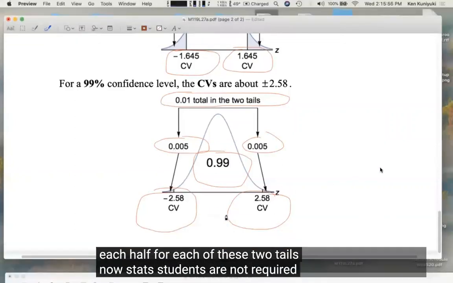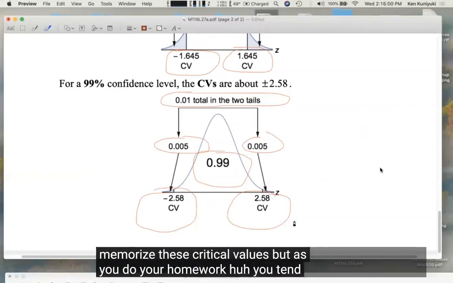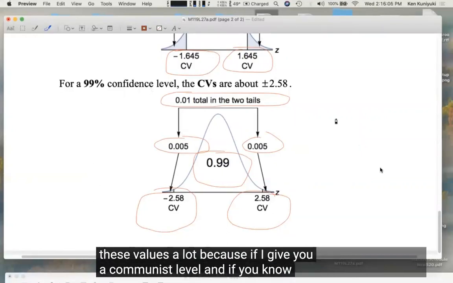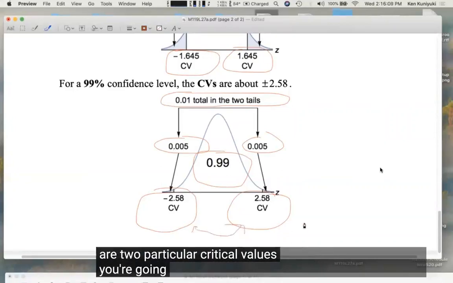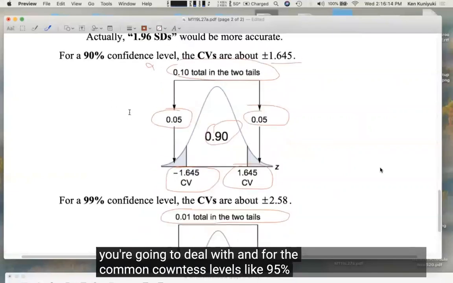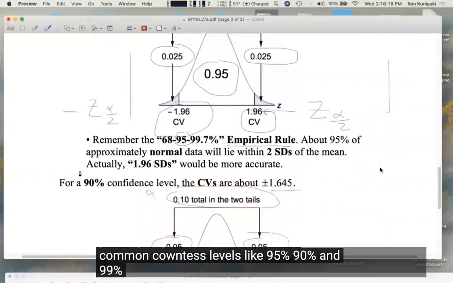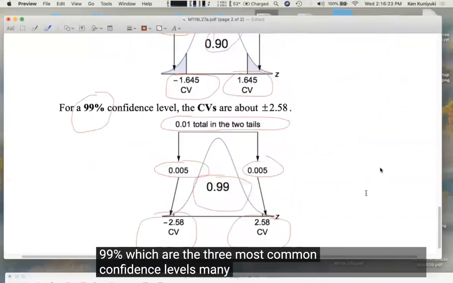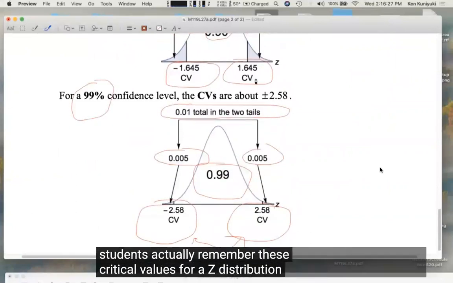Now, stat students are not required to memorize these critical values, but as you do your homework, you tend to see these values a lot. Because if I give you a confidence level, and if you know you're dealing with a z-distribution, then there are two particular critical values you're going to deal with. And for the common confidence levels, like 95%, 90%, and 99%, which are the three most common confidence levels, many experienced stat students actually remember these critical values for a z-distribution.